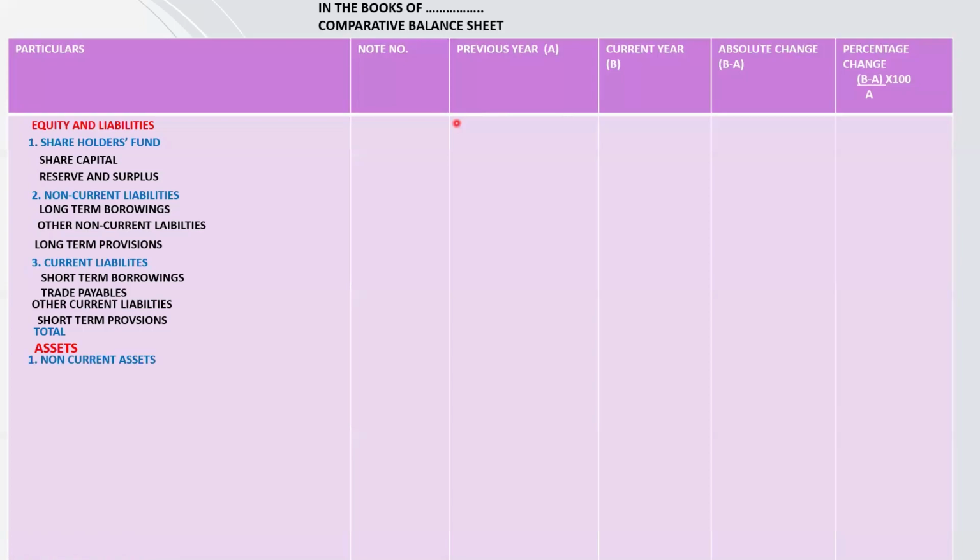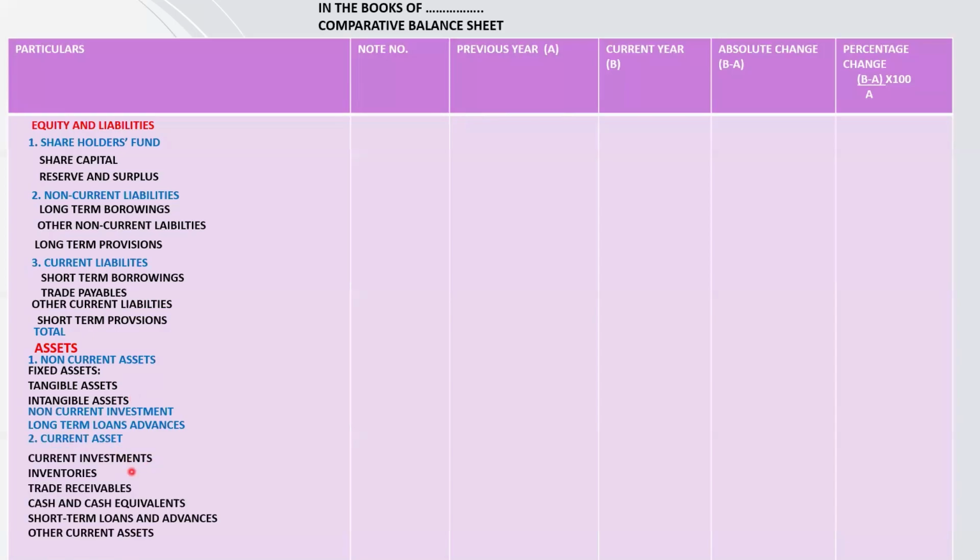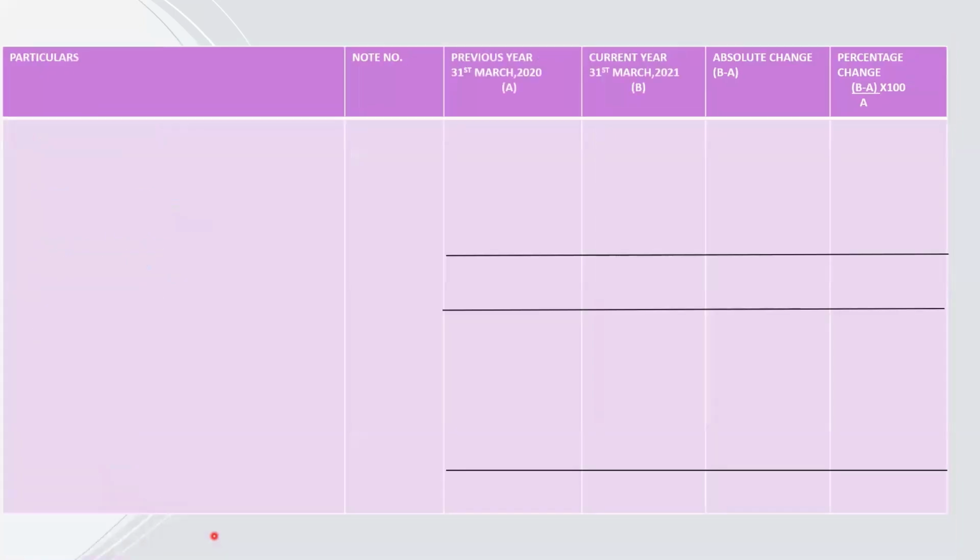On asset side, we have non-current assets comprising of fixed assets, having both tangible and intangible assets. We have non-current investments, long-term loans and advances. Current assets comprise of current investments, inventories, trade receivables, cash and cash equivalents, short-term loans and advances, and other current assets. This is the format of comparative balance sheet. Let us do few questions for a better understanding.